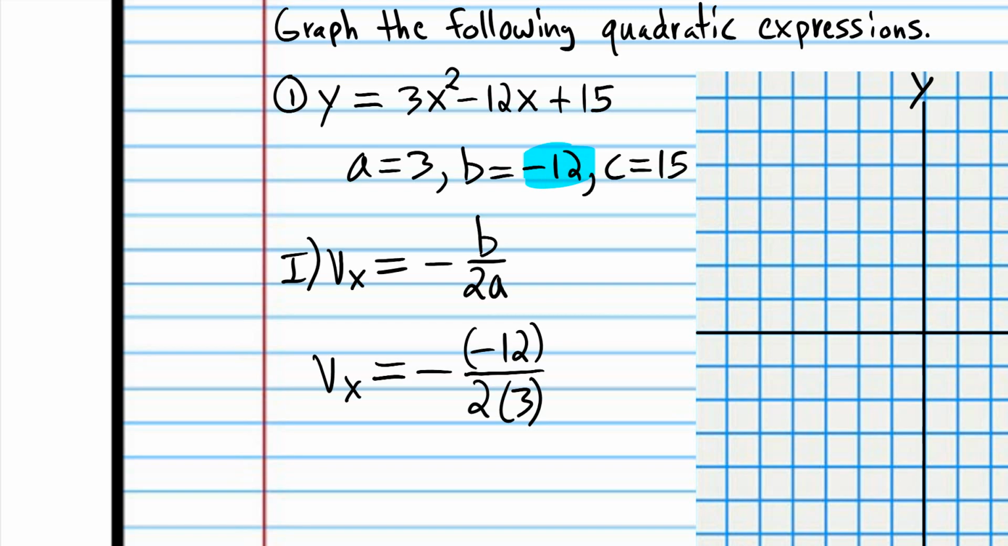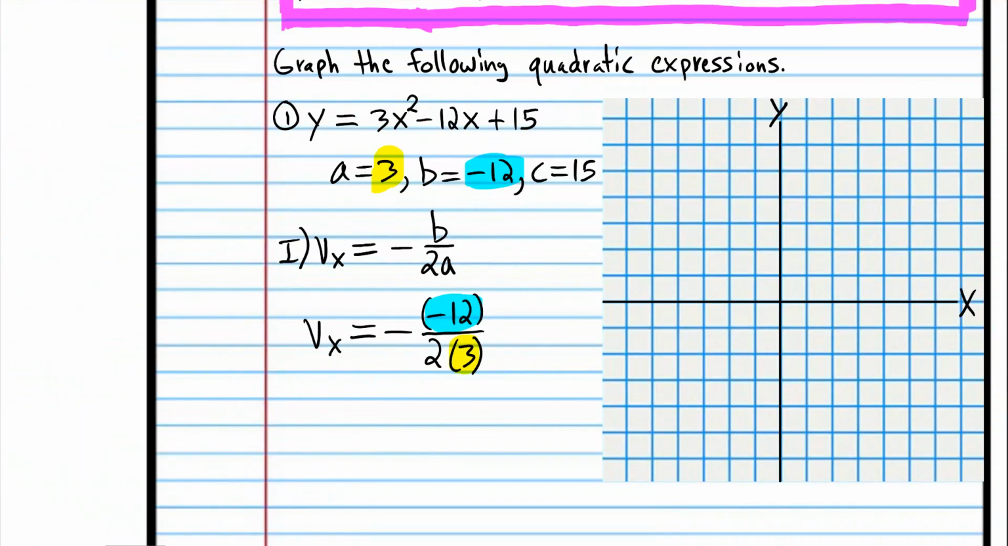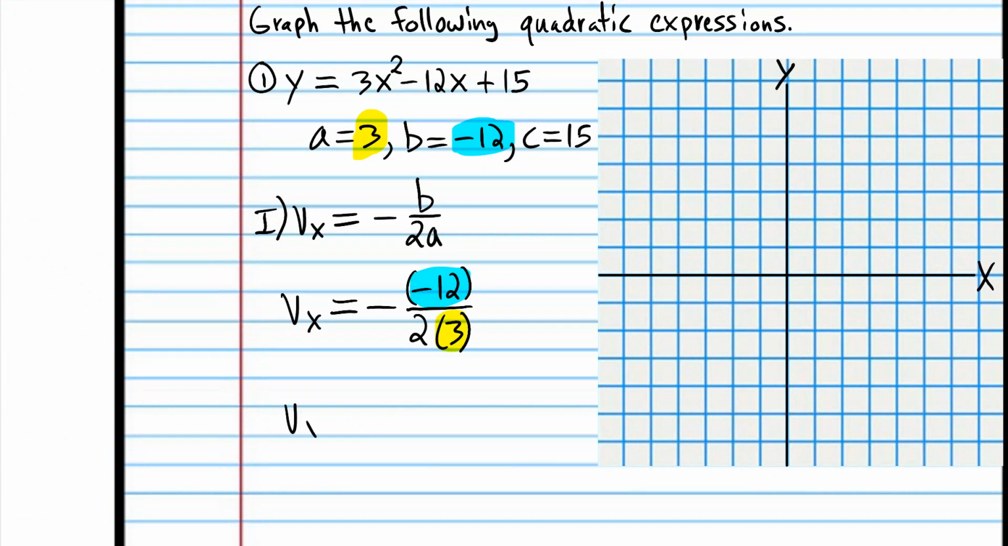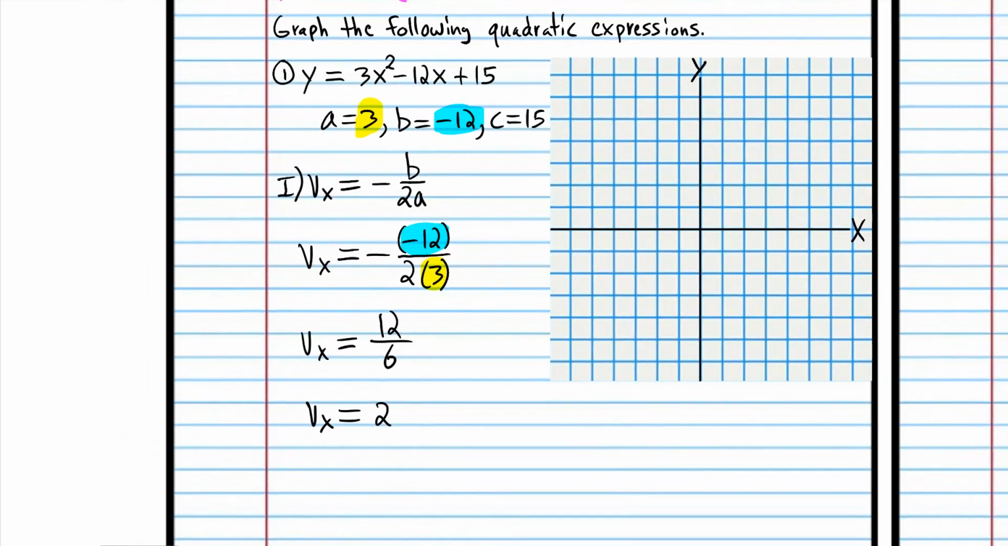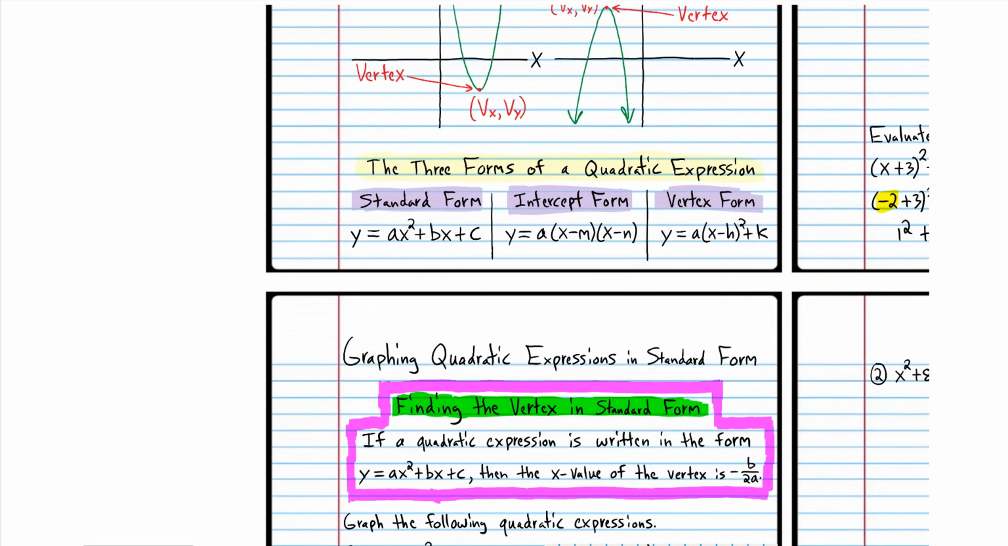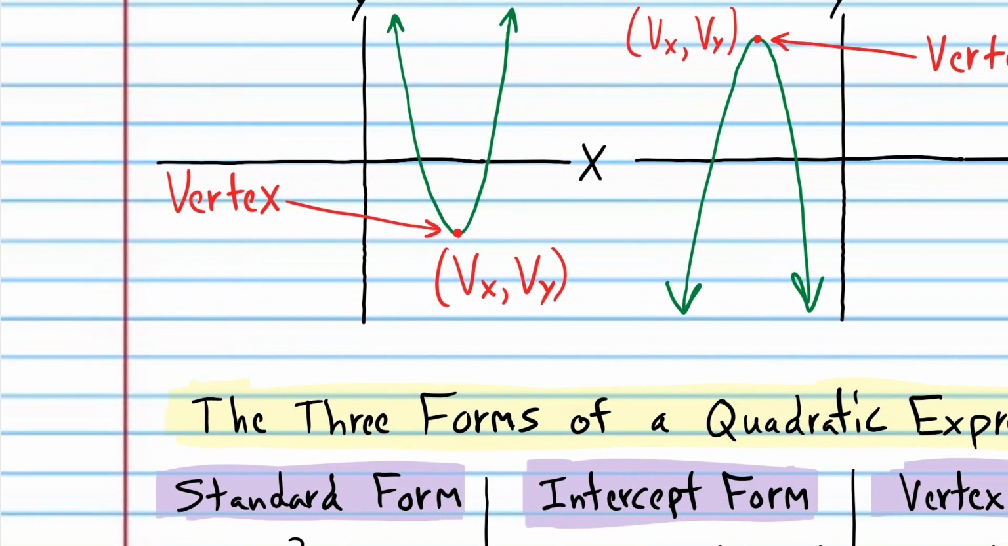So b came from here and a came from here. Then you just simplify. So Vx is equal to, a double negative becomes a positive, so that's just positive 12. And 2 times 3 is 6. And then finally the x value of the vertex is 2. So we found the x value of the vertex. That's this value here. All right, we found the x value, but we need to find the y value also.